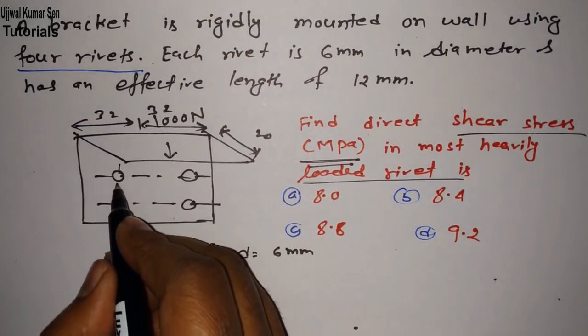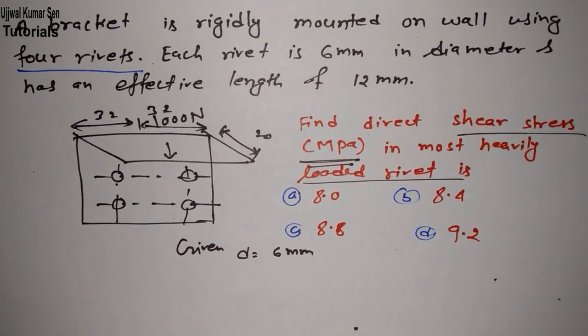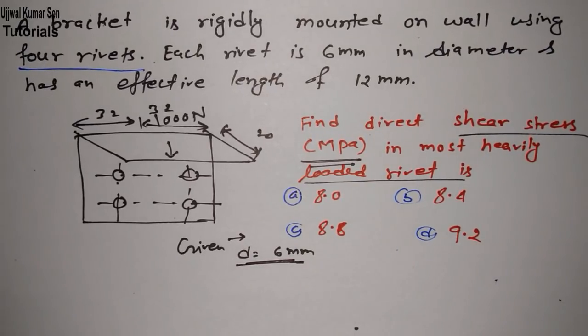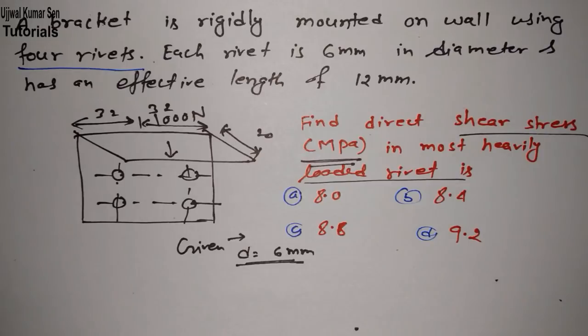Now if they have a combination like this, that means all of these riveted joints are taking the same load. If they are taking the same load and their dimension, the diameter of the rivet, is the same, that means all of them have the same shear stress. Are you getting my point? So if I calculate the shear stress for one, that is the most heavily loaded rivet.